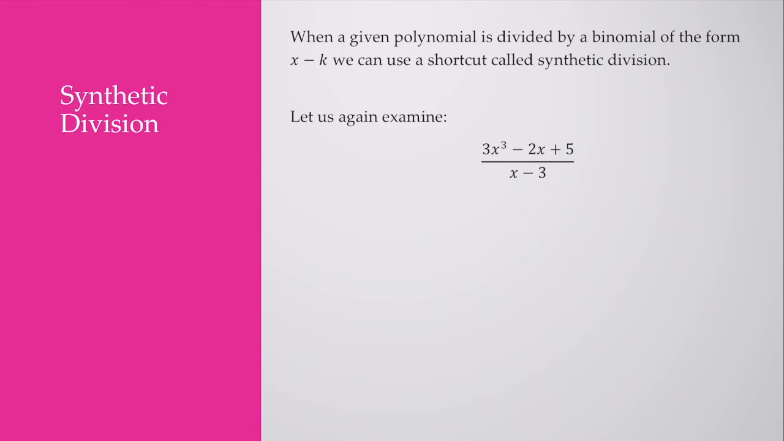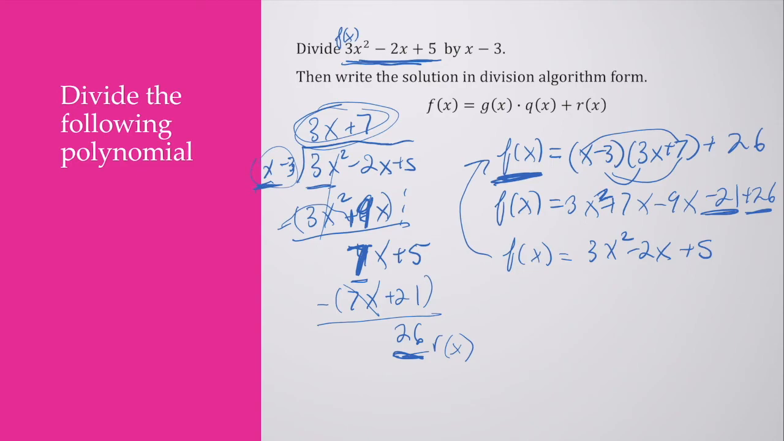Besides long division, there's also synthetic division, but we can only use that in special cases. So when a given polynomial is divided by a binomial of the form x minus k, we can use a shortcut called synthetic division. So let's again examine 3x squared minus 2x plus 5 over x minus 3. In the last example, we used long division to find that this would equal 3x plus 7 with a remainder of 26. So I'm going to work through synthetic division in this example, and then we're going to do a whole lot more examples to make sure we're all on the same page.